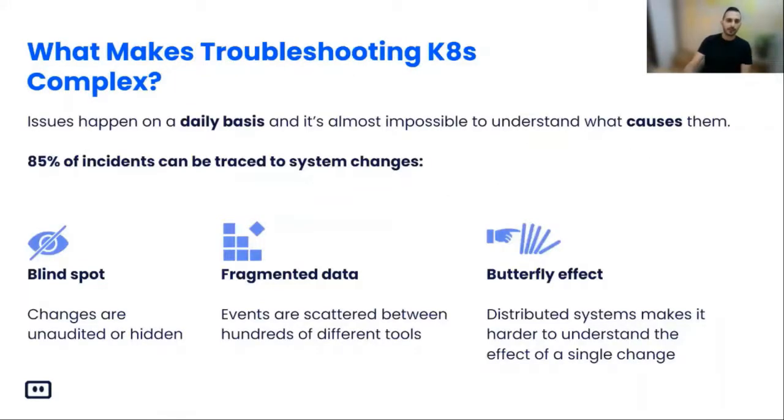So let's talk a bit about why troubleshooting on Kubernetes is a bit more difficult than on other places. From experience, I can say that incidents and issues can happen on a daily basis, if not more frequently. And it's almost impossible to understand what causes these incidents, or at least the root cause of it, which is the important thing. A good majority of incidents can be traced to system changes. Understanding exactly what changed in the last 5 minutes, in the last hour, that caused my system to go down or to be partially available.